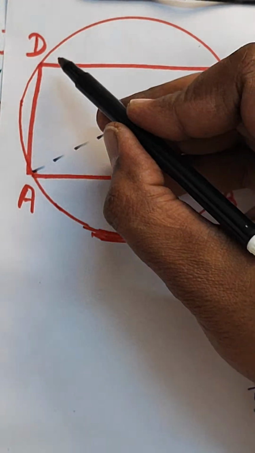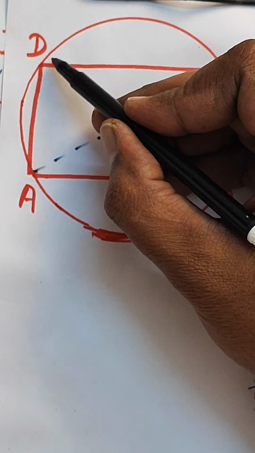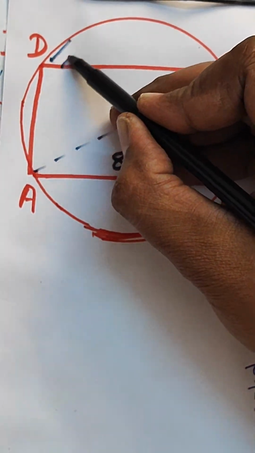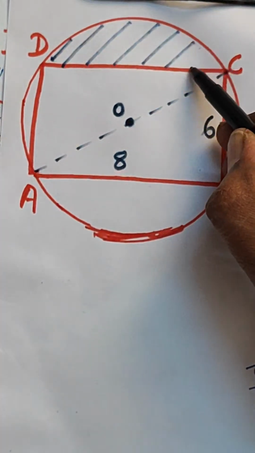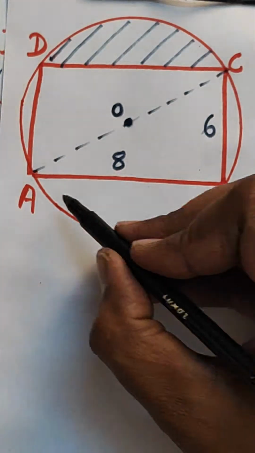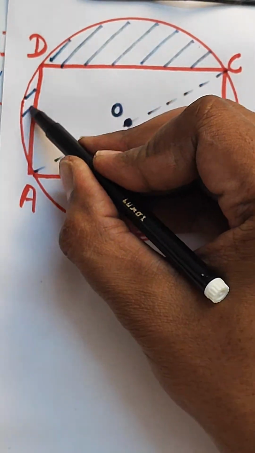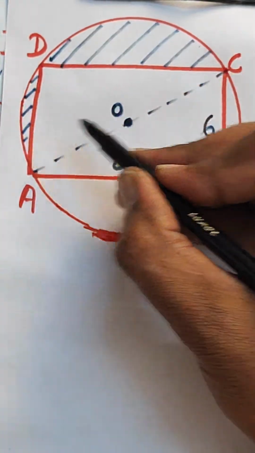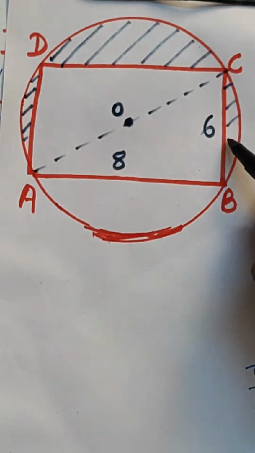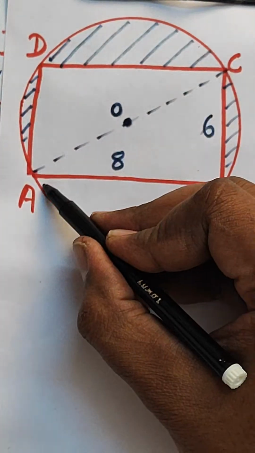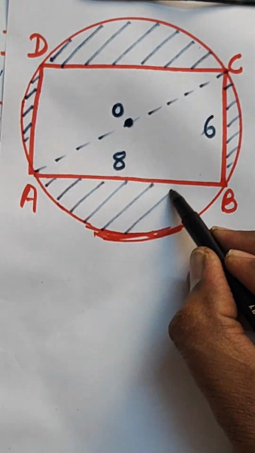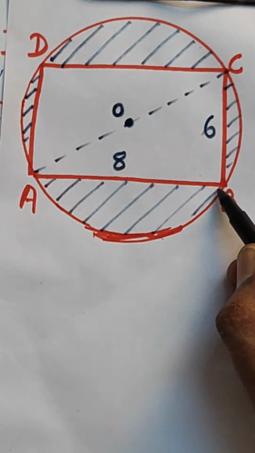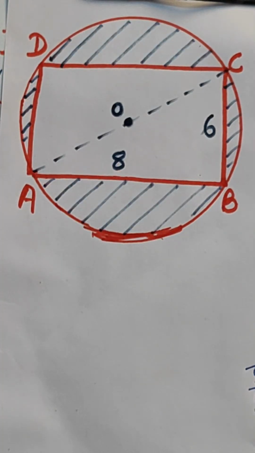Now we need to find the shaded area, which I have marked in purple in the question. So this is the shaded area which we are going to calculate. What is the area of this shaded region, right? This is the shaded region. So to calculate the area of this shaded region, what we need to do?